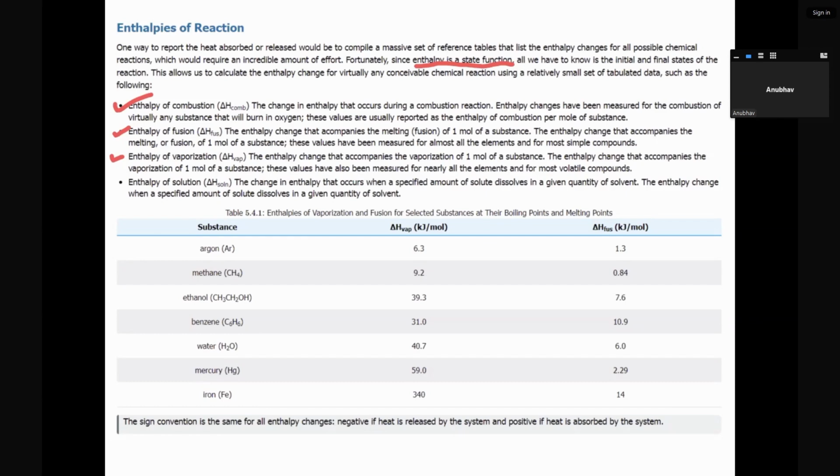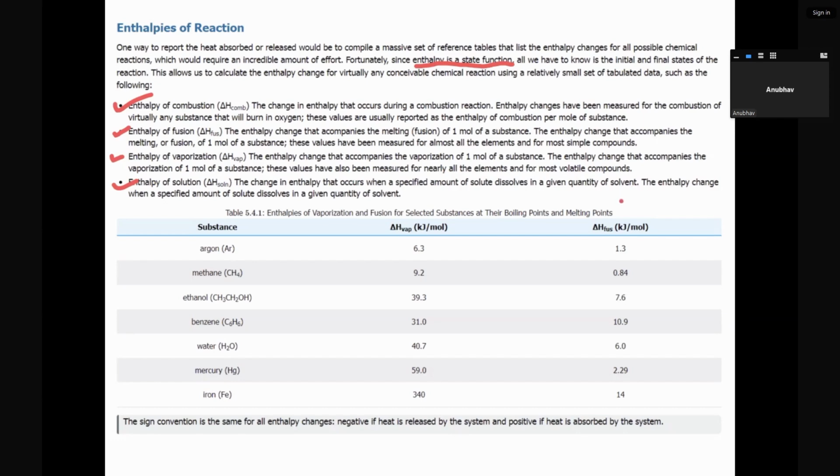Naphthalene is an aromatic hydrocarbon that is easily volatile. And lastly, we have enthalpy of solution, that is delta H solution. It is the change in enthalpy that occurs when a specific amount of solute dissolves in a given quantity of solvent. That is called the delta H solution.